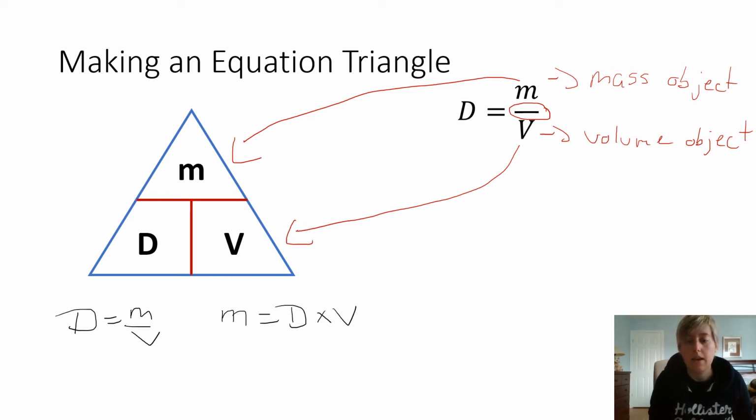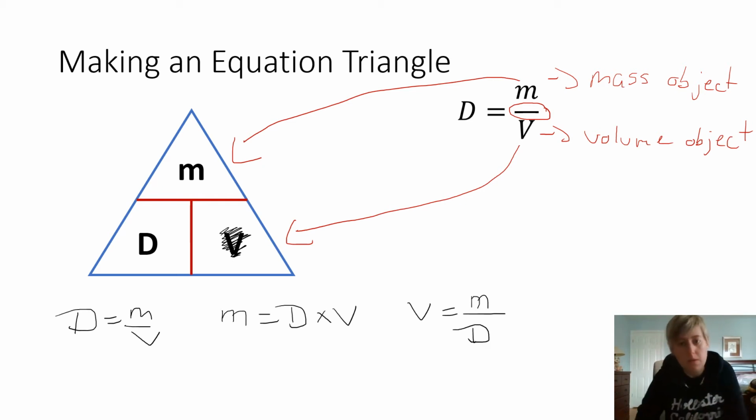Now let's say I'm looking for volume. Well, I do the exact same thing. I scratch out the V, and what do I have left? I have M and D, and I have M on top of D, so that means volume is equal to mass divided by density. And by putting your density equation in an equation triangle, it gives you the three possible variations. So what we're going to do now is look at two practice questions using the density triangle.